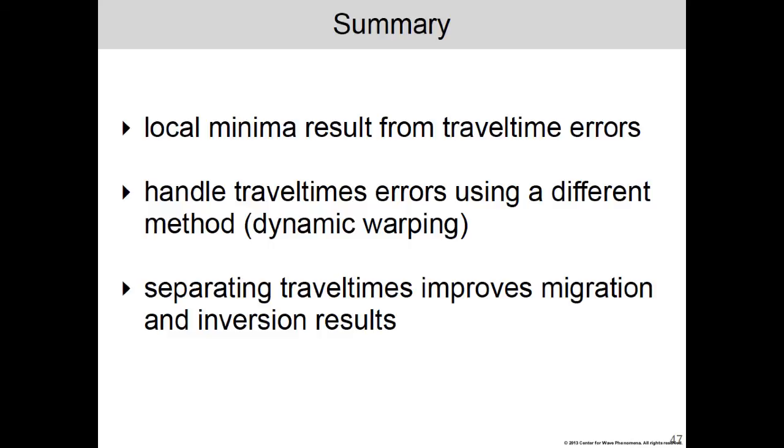To summarize, I think it's known that convergence to local minima results partly from large travel time shifts. What we've done here is handle these travel time shifts using a different, more robust method, which is dynamic warping. And it seems that by separating out these travel times, we're able to improve our migration and inversion results. Thank you.